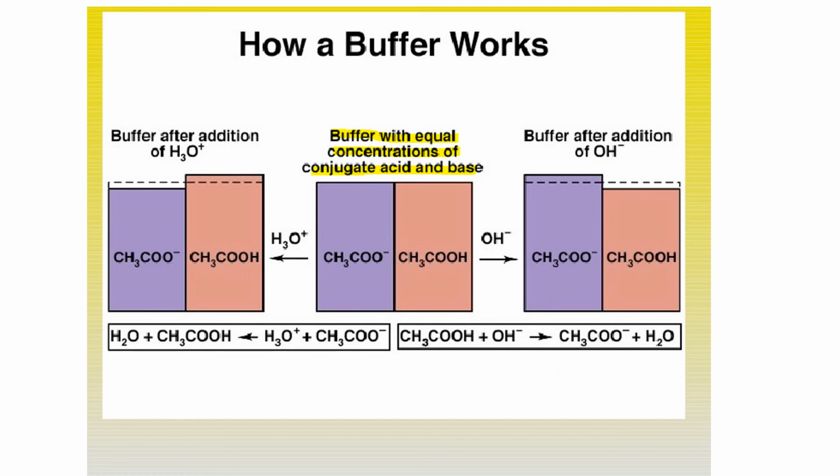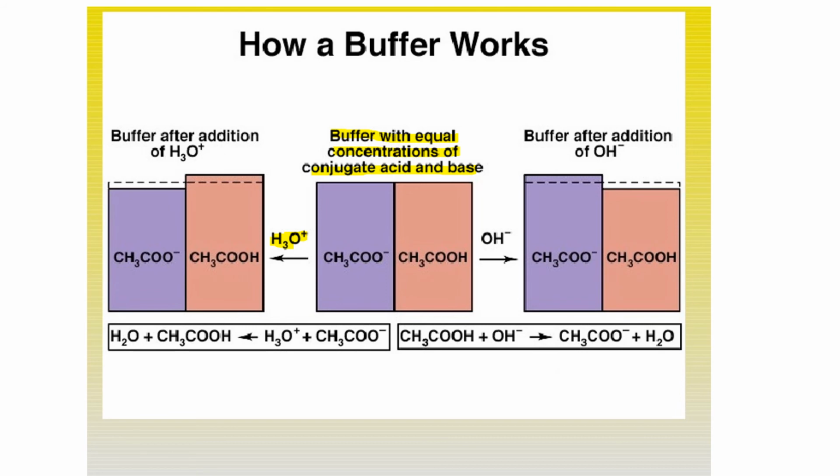So if we look going to the left, if you have this buffer and you add H3O+, which means the same thing as H+, so you're adding acid to it. Well, what's going to happen? Adding acid to a solution is going to definitely drop the pH, which we don't want to happen. But buffers can stop that process. Buffers can soak up that extra H+.